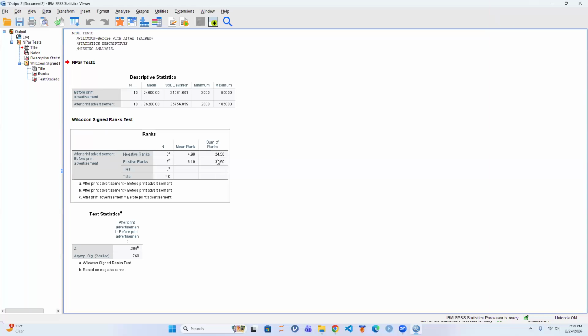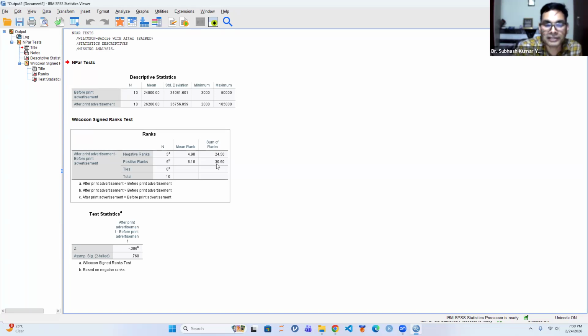Although it is different, 24 and 30, the difference is only 6. There is a difference of 6, say. So it is not considerable enough for the hypothesis to be rejected.